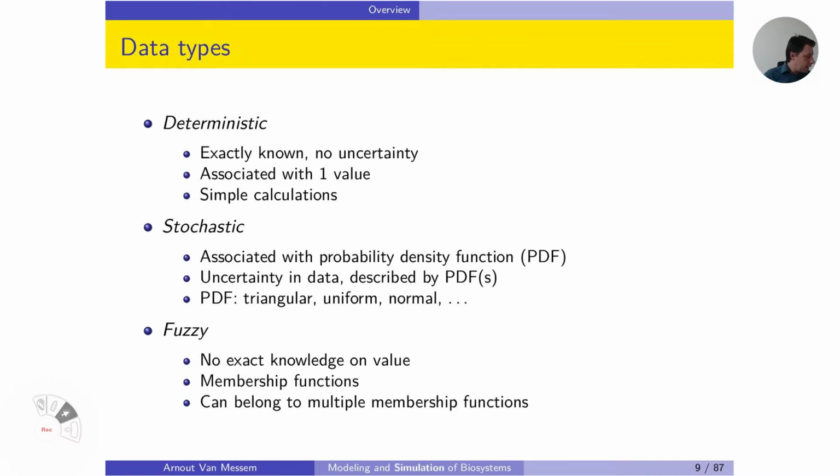Data types: we can have three types of data. The easiest one is deterministic. Deterministic data are exactly known, there is no variability in it. It's just a fixed value, which is usually the case for a constant.